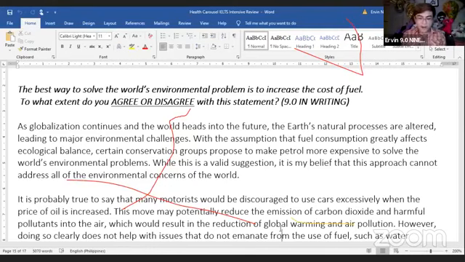Let's begin with Brian's first sentence. As globalization continues and the world heads into the future, the Earth's natural processes... Wait a minute, I just have to move this one so I can see.